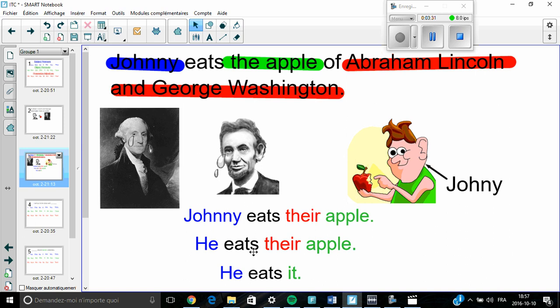So, you see, here, since they both know what they are talking about, they just need to replace the apple here with the object pronoun. So, he eats it.